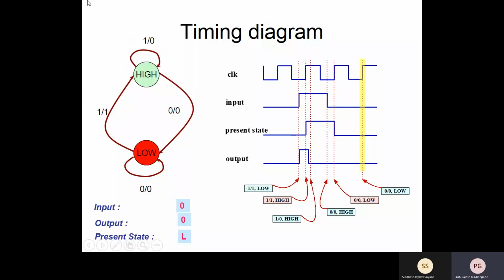So have you understood this timing diagram properly? Yes, sir.